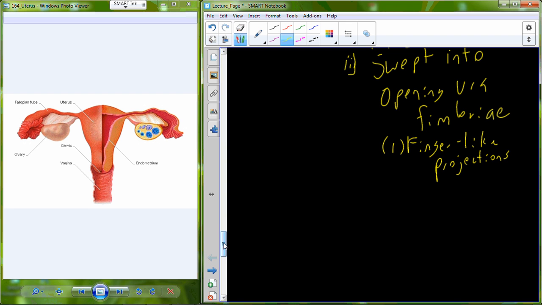I'll give you a little bit of a hint. The sweeping motion that's created by the fimbriae to bring the released egg, we're going to talk more about this, but to bring the released egg into the opening of the oviduct, that motion, when ovulation occurs, blood is flushed into those fimbriae, and every time the heart beats, it creates a sweeping motion. So it's synced up with the heart, and it's the heartbeat that pulls that ovum into the oviduct and makes it available for fertilization.